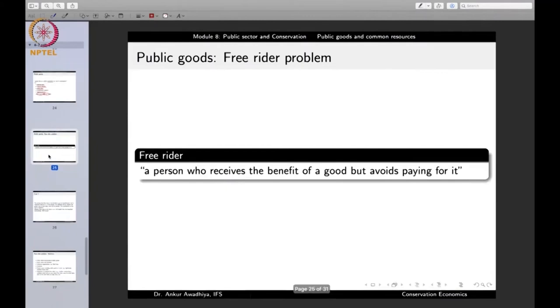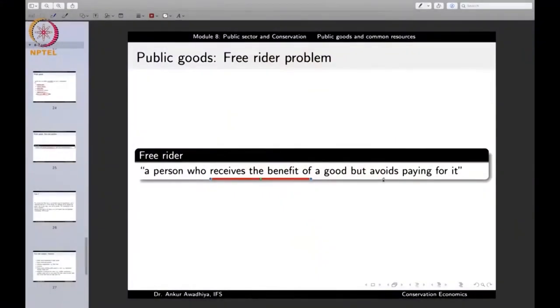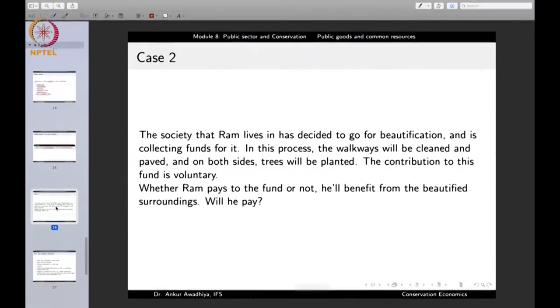Now, in the case of public goods, we have the free rider problem. A free rider is a person who receives the benefit of the good but avoids paying for it. So this is a person who receives the benefit. Why does he receive the benefit? Because this public good is non-excludable. But in this case, he avoids paying for it. So he is getting the benefits without paying the cost. So he is a free rider. And a good example is this example of Ram, who is not paying for the beautification of his society, but is gaining all the benefits of it.